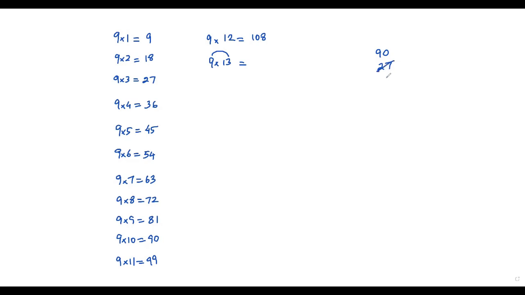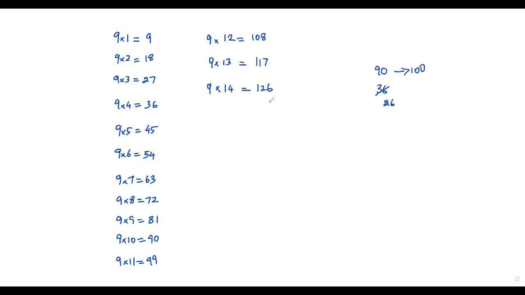So take the 10 from this 27. When I take 10 from this 27, it will become 17. So when I add the 10 to this 90, it will become 100. Now we can add easily, this is 117. Therefore, 9 times 13 is 117. Now let's consider 9 times 14. Here we have to assume this 14 as 10 plus 4. 9 times 10 is 90 and 9 times 4 is 36. Again, the same logic. Just take 10 from this 36 and it will become 26. When we add the 10 to this 90, it will become 100. 100 plus 26 is 126.